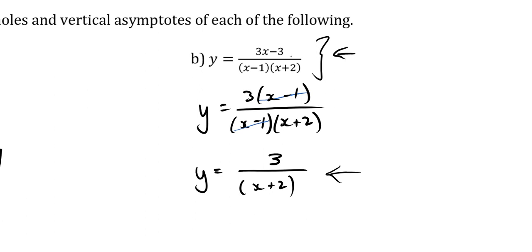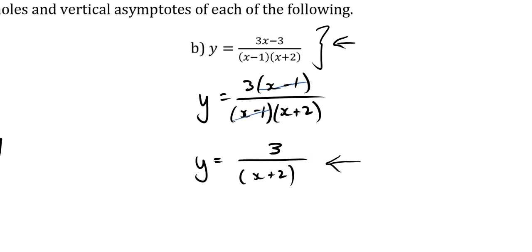Because the original graph, if you put in x equals positive 1, you get 0 over 0. Well, that's not a value. That's not 0. Please, I hope you don't think that's 0. That has no meaning in mathematics, 0 over 0. So the graph doesn't look like anything there. And that's what a hole is.